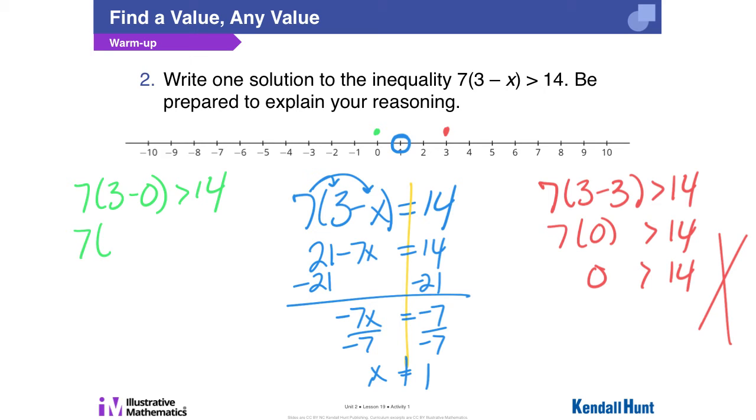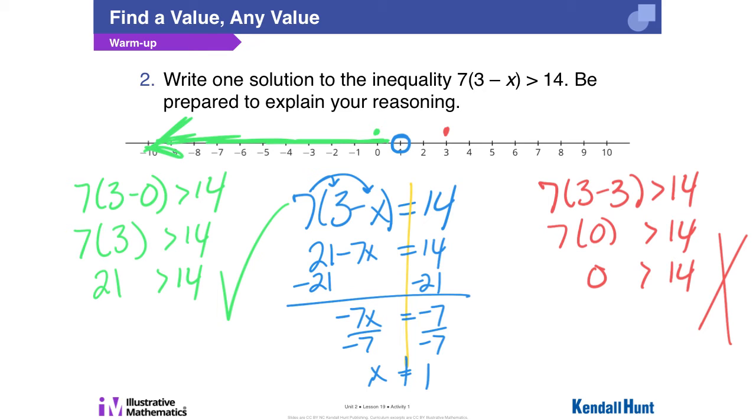And now I plugged in 0 for x. I'm going to simplify, and I end up with 21 is greater than 14. Yes, that is true. And so I know that all my solutions are going to lie in this direction. So on the number line, I have now put my boundary, which is 1, that I got from solving it like an equation. And then I found that all my solutions were on the left side of that boundary.